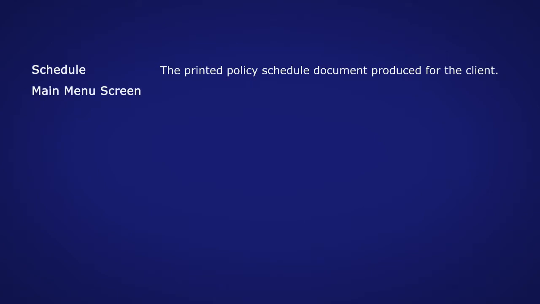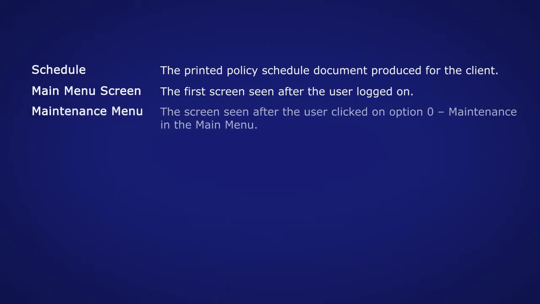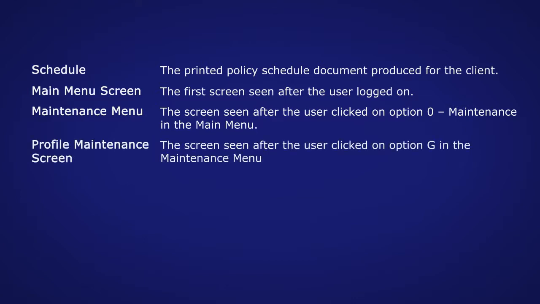Main menu screen. The first screen seen after the user logged on. Maintenance. The screen seen after the user clicked on option O, Maintenance, in the main menu. Profile maintenance screen. This is the screen seen after the user clicked on the option G in the maintenance menu.